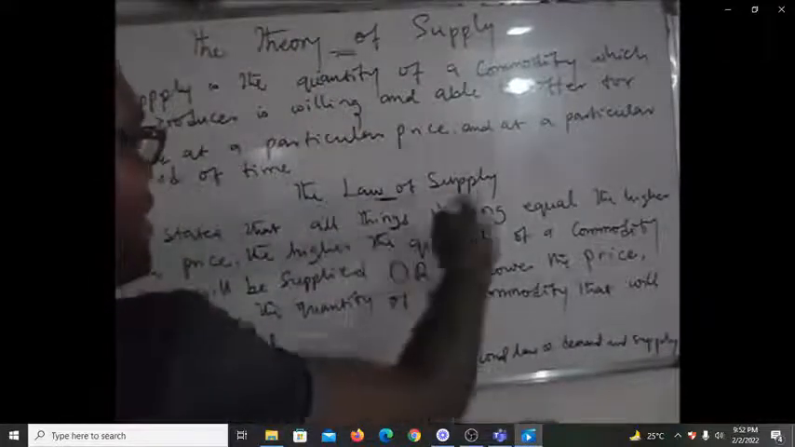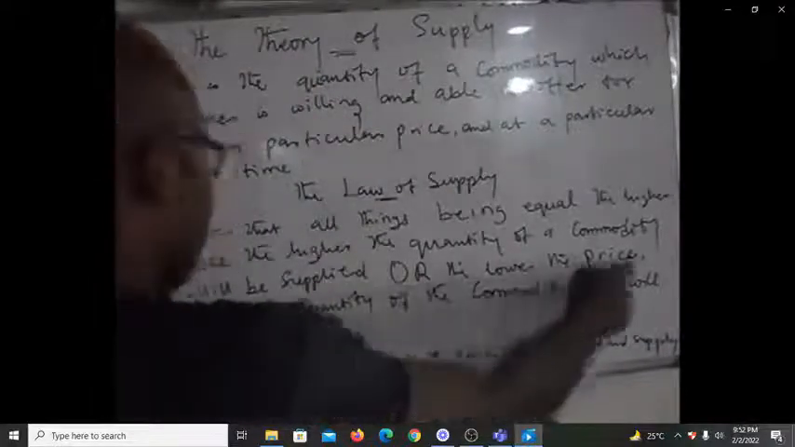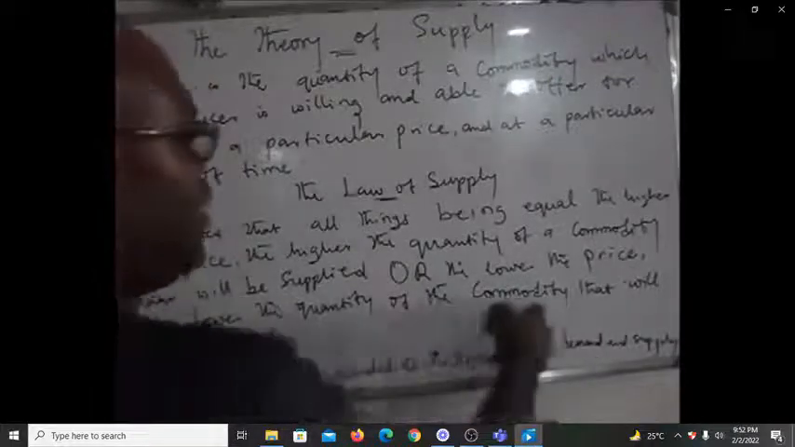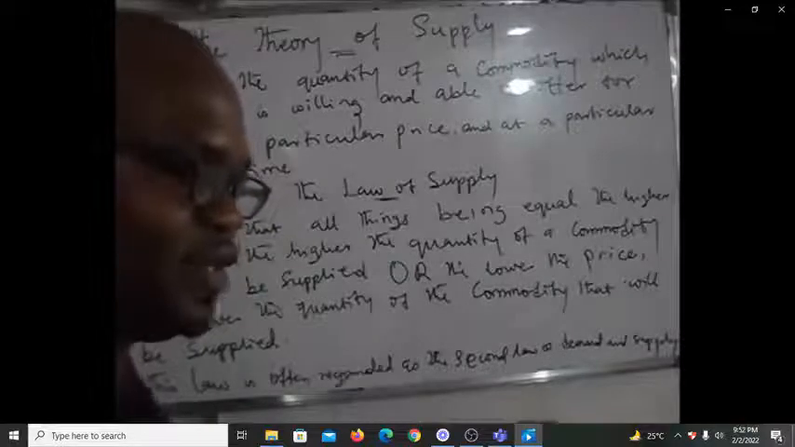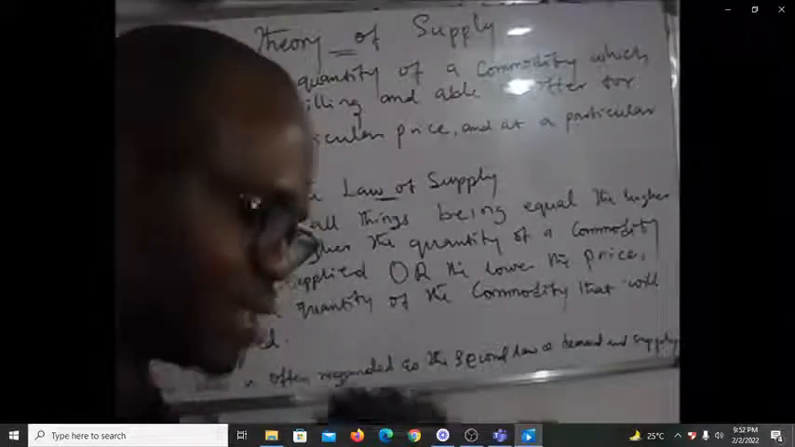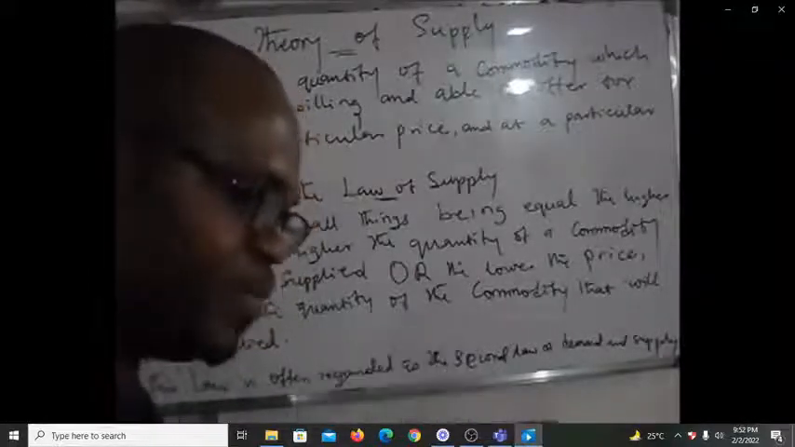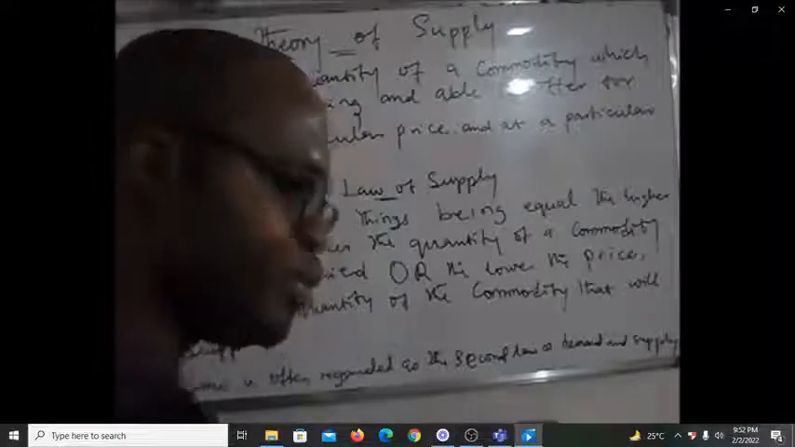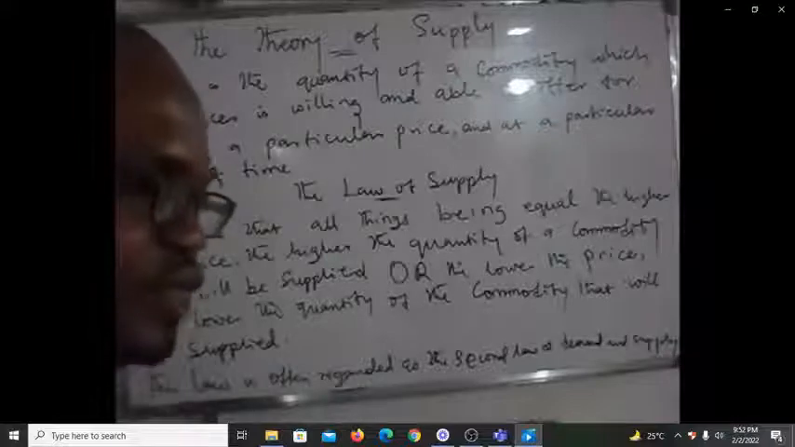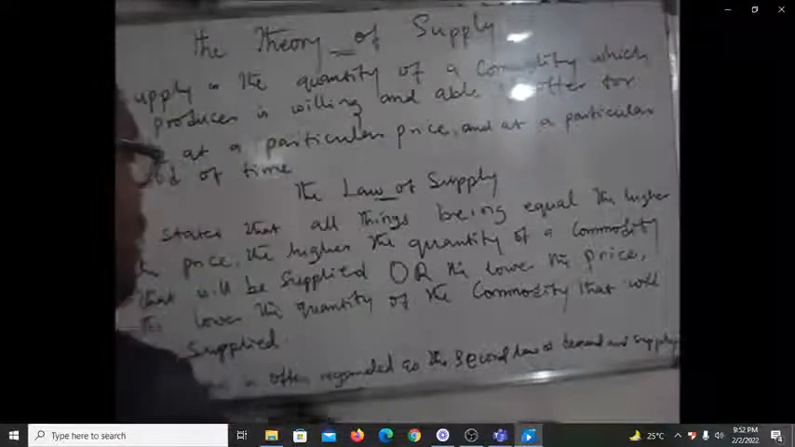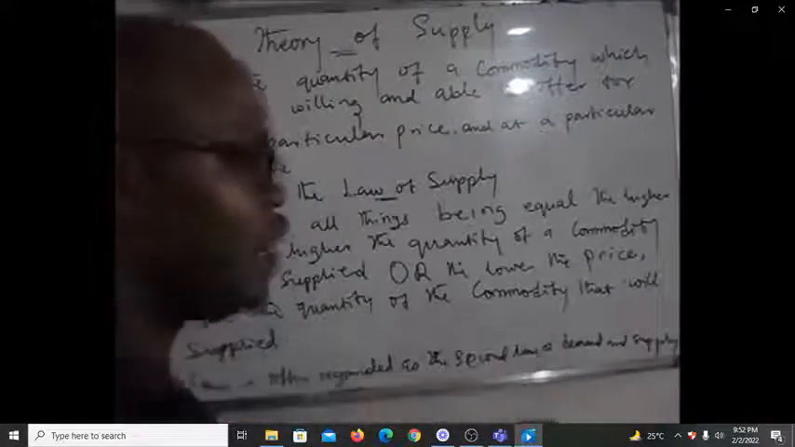Another way you can state this law is by saying that the lower the price, the lower the quantity of the commodity that will be supplied. Is that clear? If this shirt costs a very low price, I will not be willing to bring more quantity. I'll bring in less quantity for people to buy if I'm the producer of the shirt. Is that clear? And this law is often regarded as the second law of demand and supply.